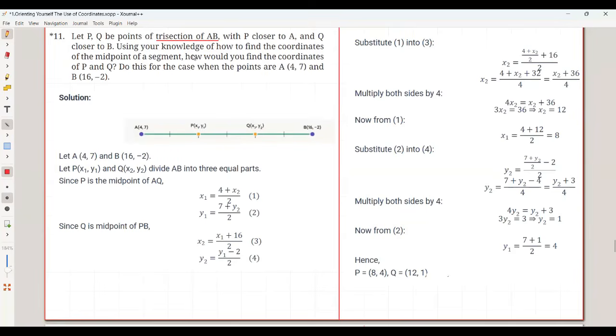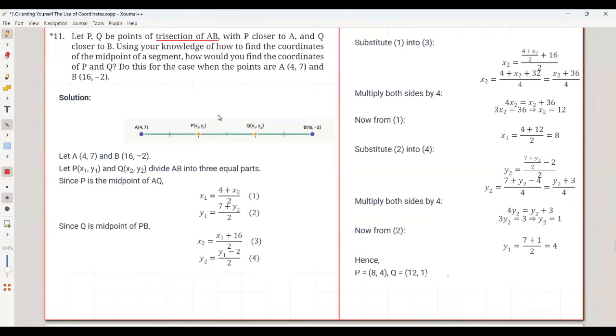Using the knowledge of how to find the coordinates of the midpoint of a segment, how would you find the coordinates of P and Q? Do this for the case when the point A is 4 comma 7 and B is 16 comma minus 2. Okay, A and B are given, so we have to find out the coordinates of P and Q.